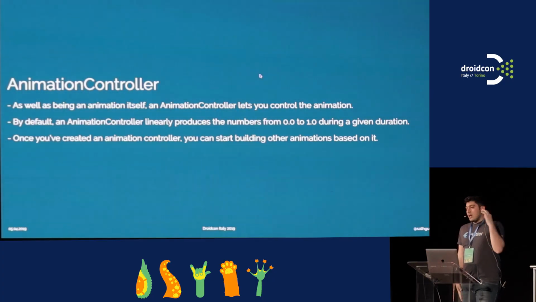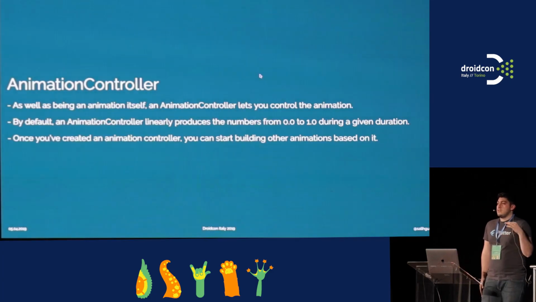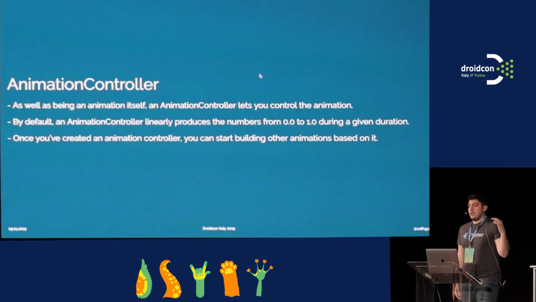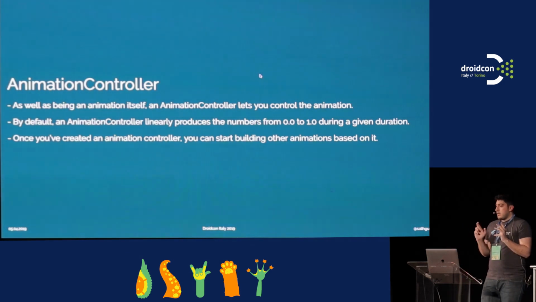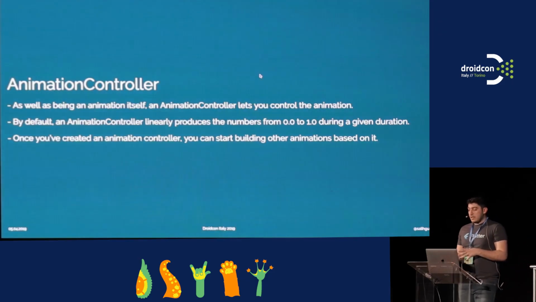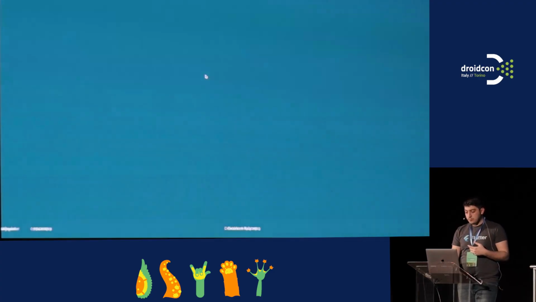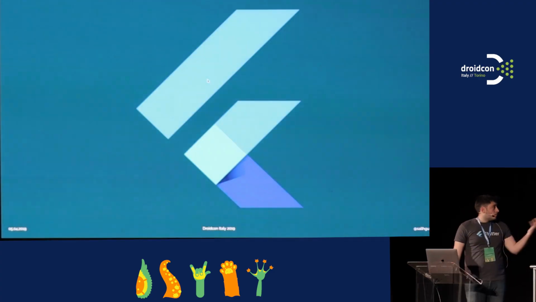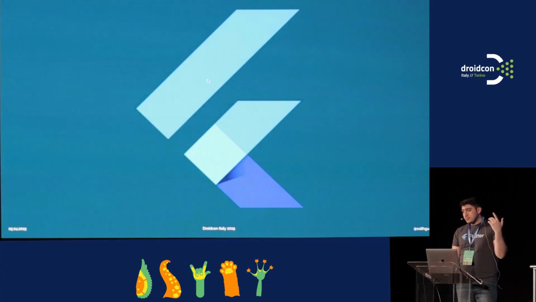So animation controller also has a beginning and an end value by default. So it's 0 and 1. You can give other values for the upper and lower bound as doubles for animation controller. And once you create the animation controller, you can simply build the other animations by using and orchestrating with the animation controller.